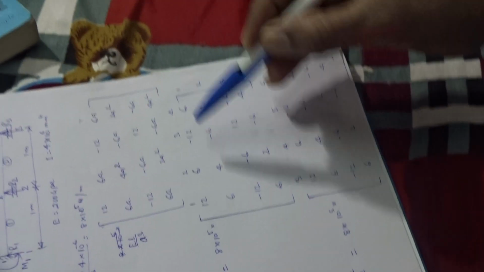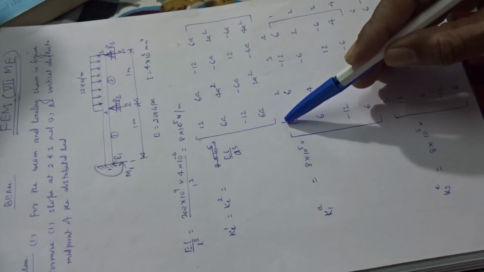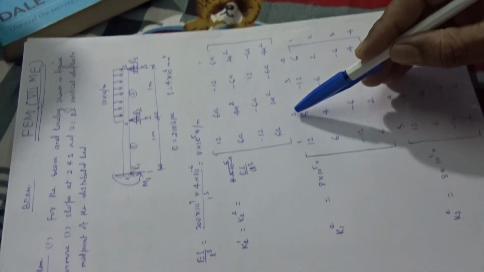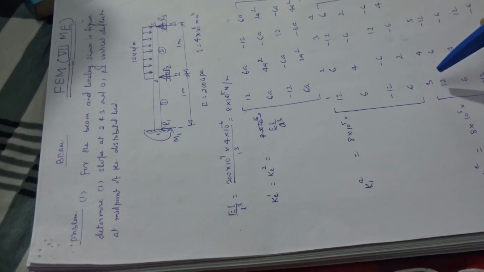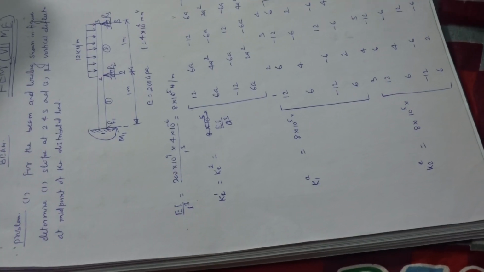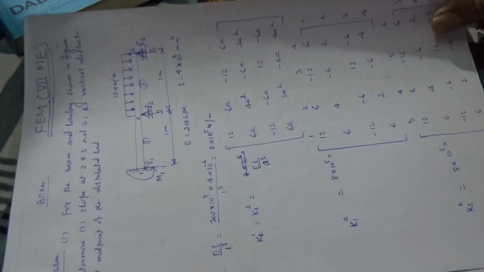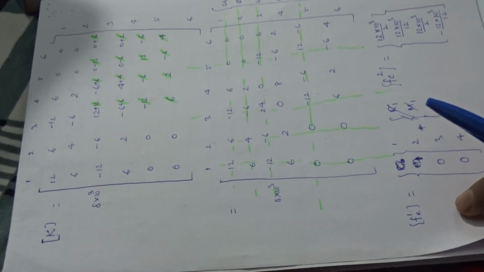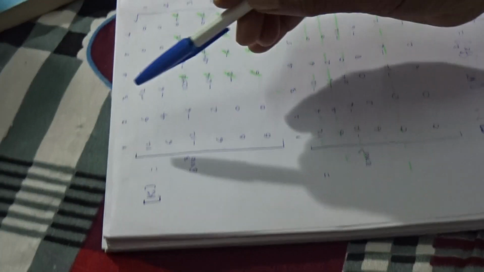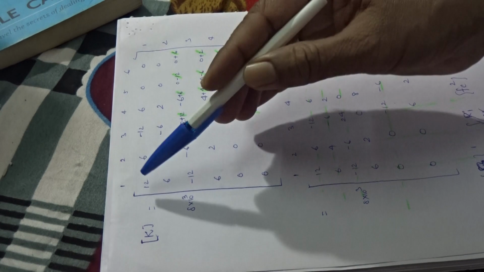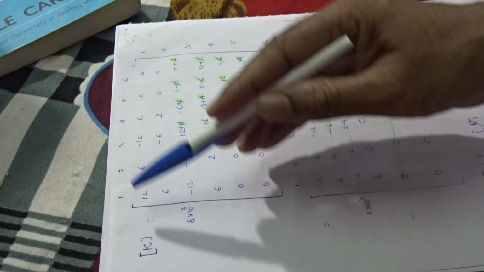But there is a difference between the degrees of freedom. The degrees of freedom for the first element are 1, 2, 3 and 4, but for the second, 3, 4, 5, 6. Now assemble; I already discussed in previous questions how to assemble. So make a global stiffness matrix.